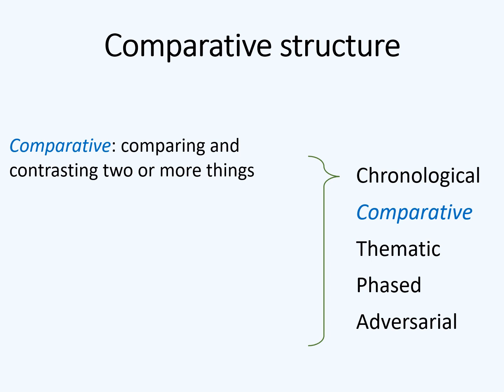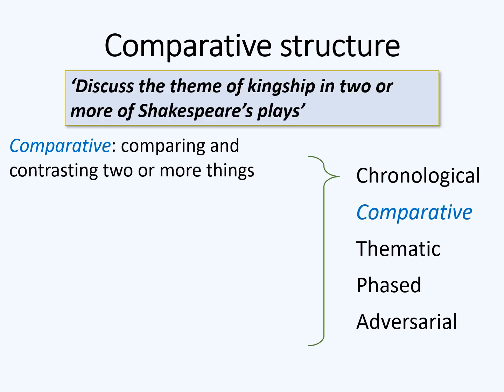Comparative structures are very common in academic writing and are perfect for any type of question that requires you to assess the similarities and differences between 2 or more topics, ideas, texts, thinkers, and so on. Discuss the theme of kingship in 2 or more of Shakespeare's plays, for example.